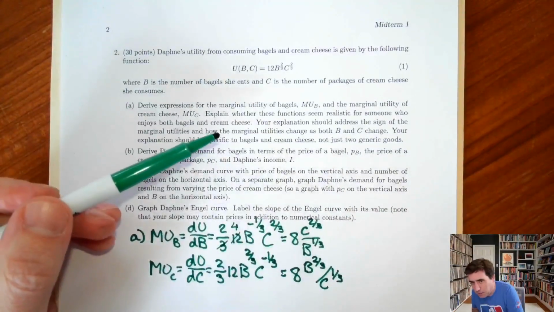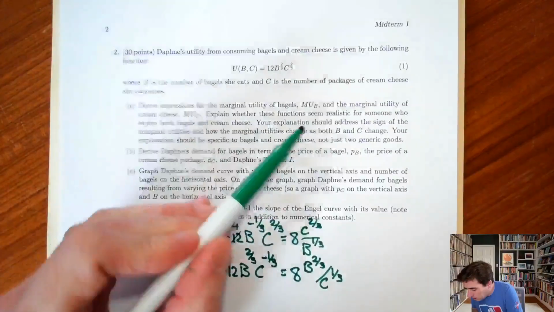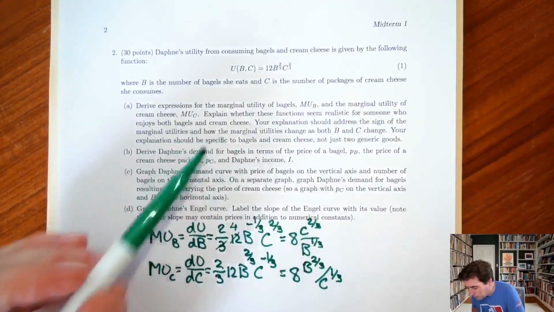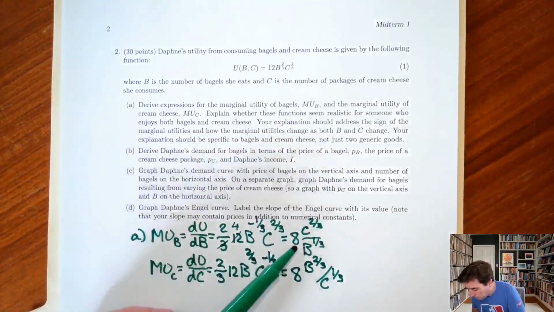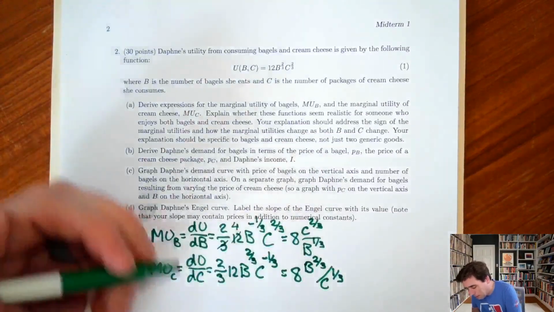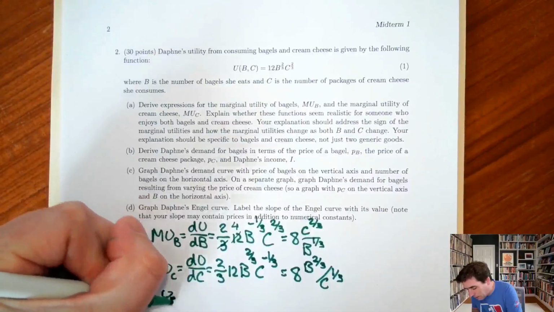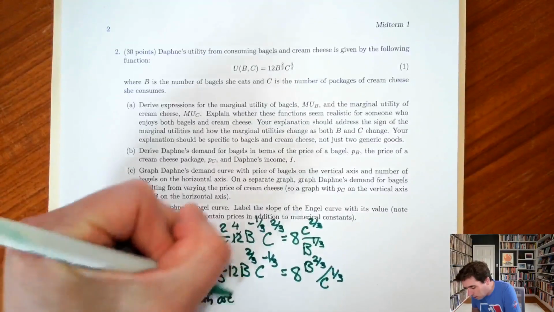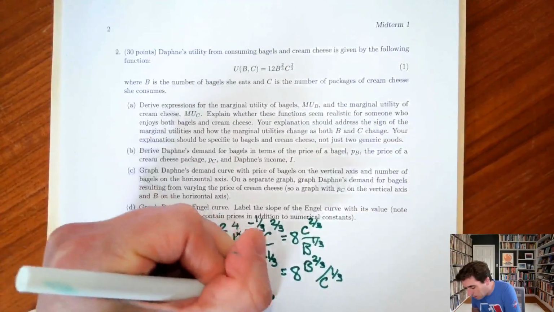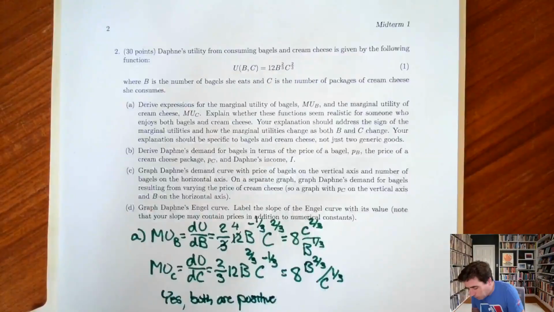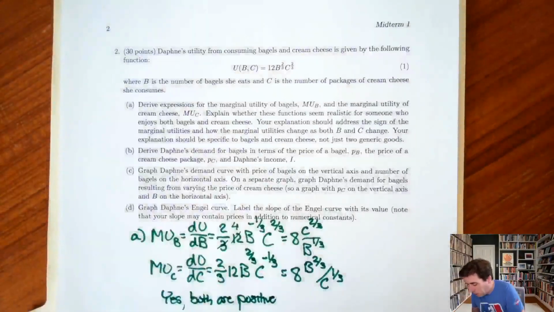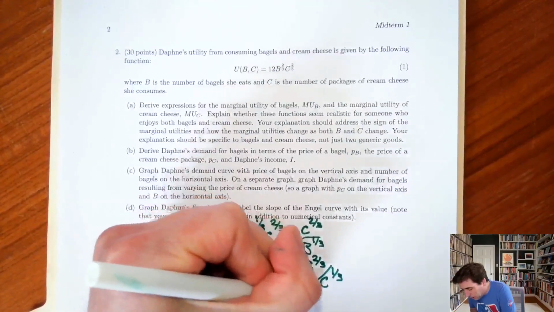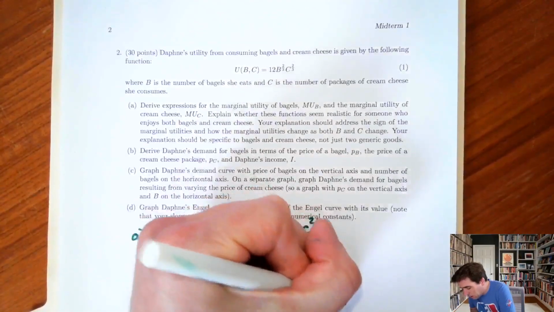Now back to what the question was asking in terms of our explanations. Do these functions seem realistic for someone who enjoys both bagels and cream cheese? So first things first, both are positive, right? So I'm going to go ahead and say yes, both are positive. It wouldn't make sense if they enjoy bagels and cream cheese but have negative marginal utility from them. Okay, meaning they enjoy both.